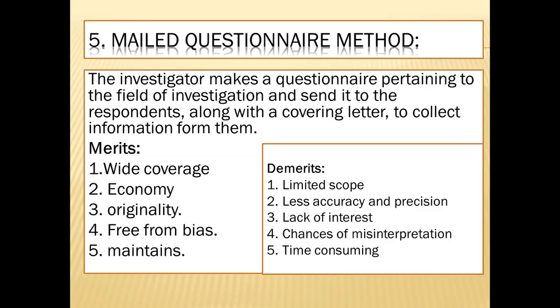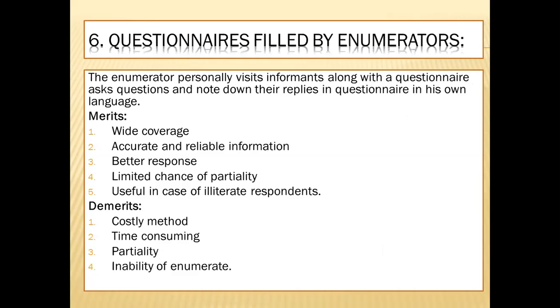Then lack of interest, the person may be interested or may not be interested. Then fourth, chances of misinterpretation, the data can be misinterpreted. And time consuming also: when the mail is posted, then he will answer, and after answering he will send it back by post, the post will come, so many procedures will be there, so it is time consuming also. So next, 6 number, question method, questionnaire filled by enumerators.